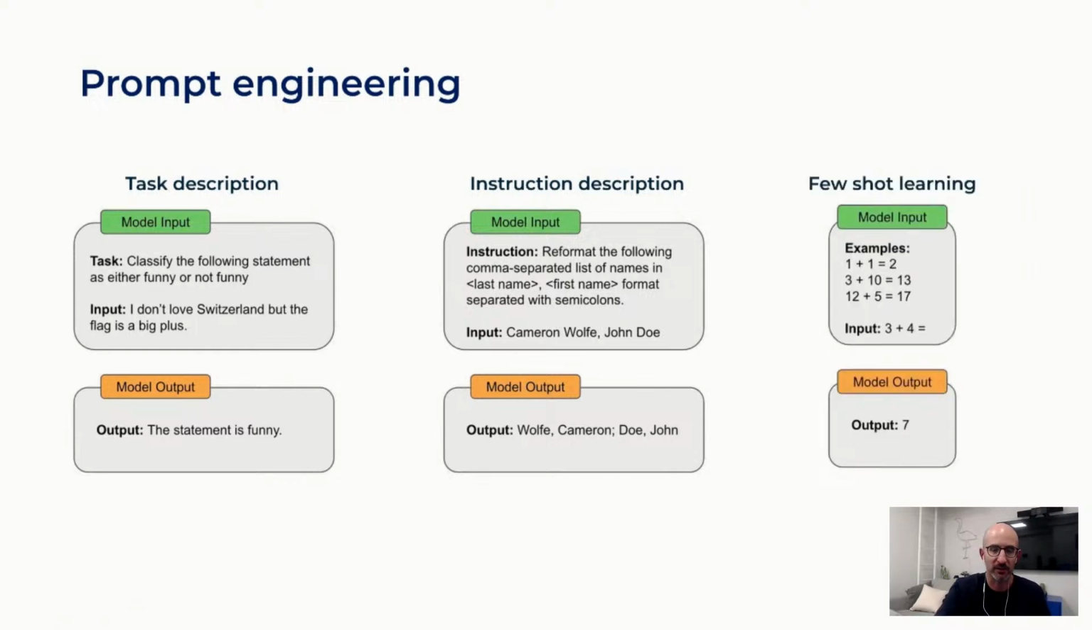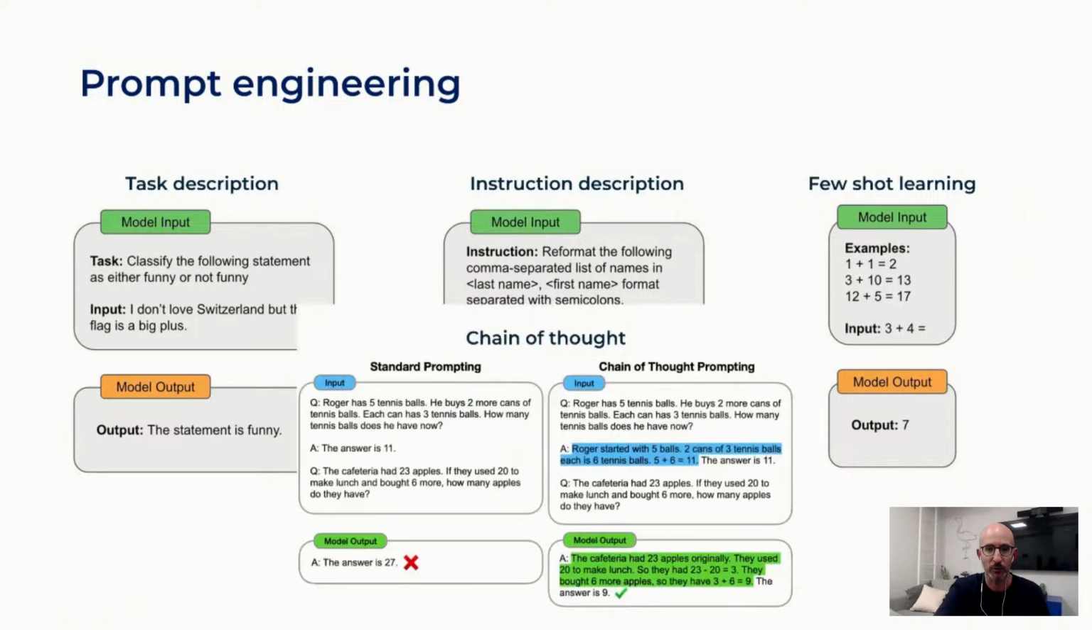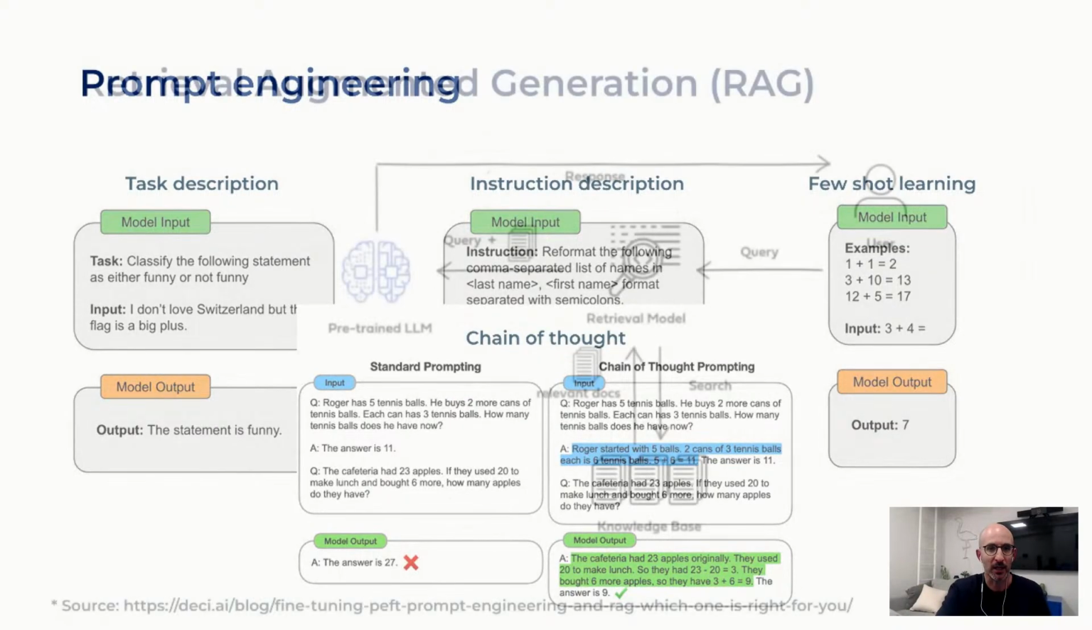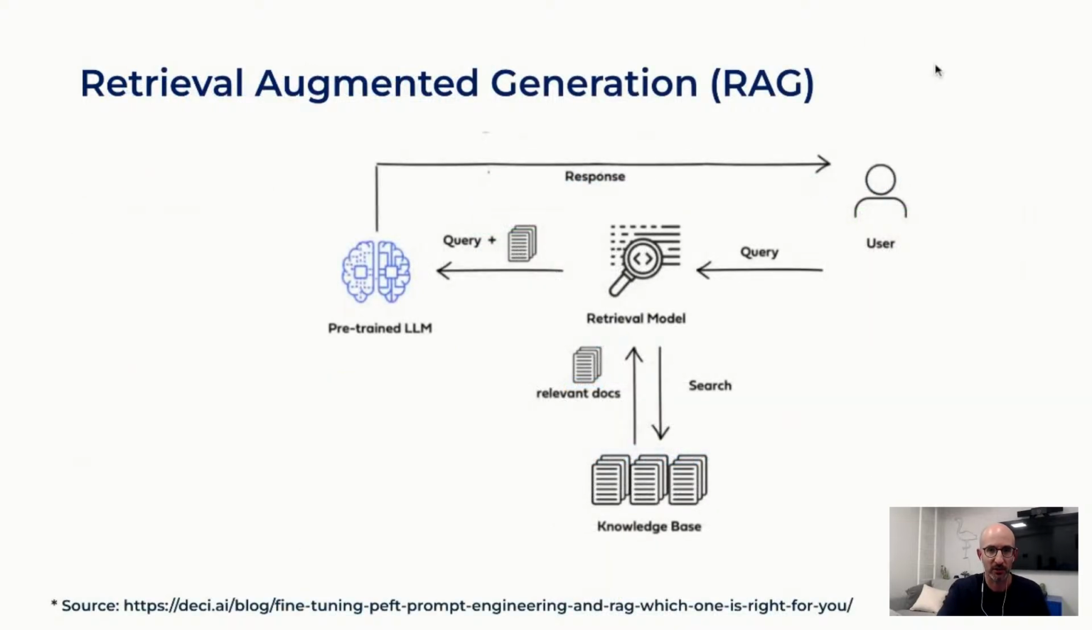And maybe you're doing few shot learning and you're giving a few examples to the LLM and a new input, and then the LLM is giving an output. And maybe you're doing chain of thought, right? Like more advanced prompting. And maybe you're doing retrieval augmented generation, RAG. That's an amazing way to prompt LLMs, right?